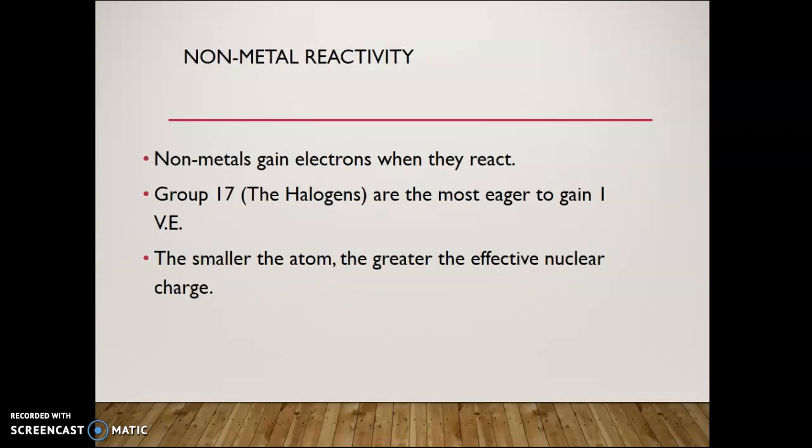Nonmetal reactivity works just the opposite. Nonmetals want to gain electrons when they react. So the halogens are the most eager to gain. That makes them the most reactive nonmetals. But beyond that, the smaller the atom, the greater what's called the effective nuclear charge, right? And basically what that means is the smaller the atom, the more it wants an electron.